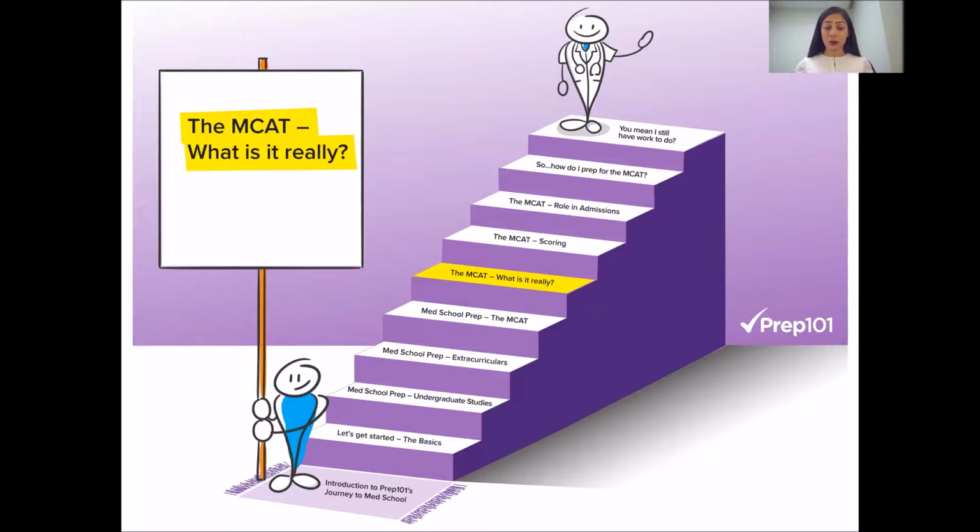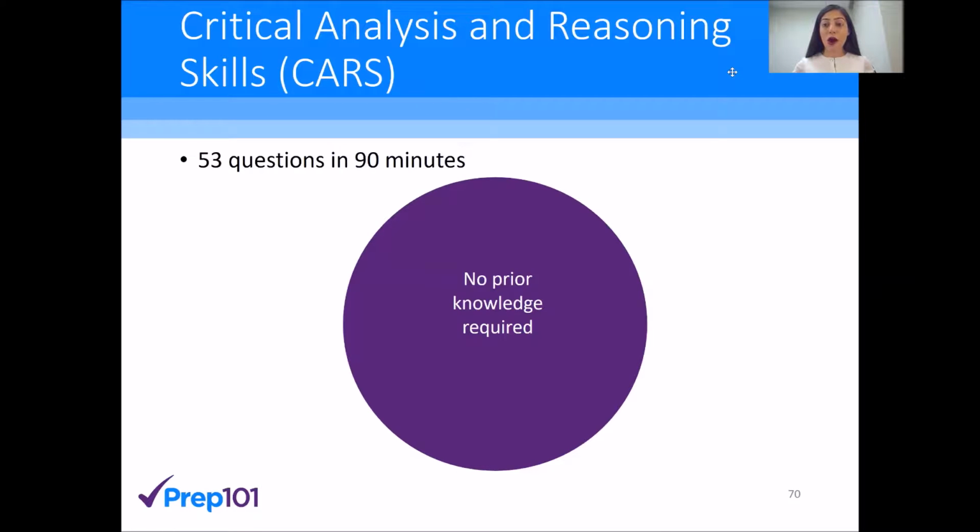And as a test prep company, Prep 101, and through myself, an instructor who's been teaching for a while, we found that a lot of people don't know or can't fully fathom what this section is really like. So before we move any further, we want to make sure that we give you a very, very clear idea of what CARS is going to test you on. Let's get started. All right, so CARS is actually abbreviated for Critical Analysis and Reasoning Skills.